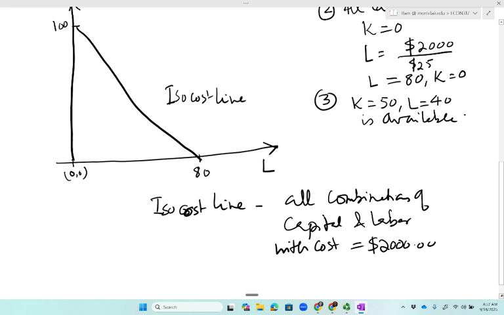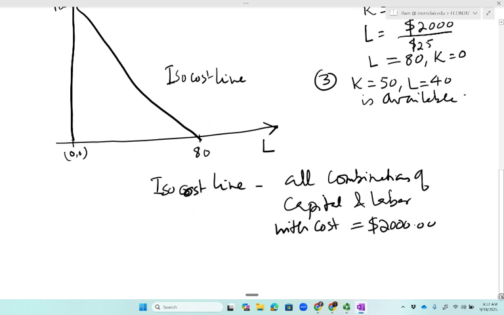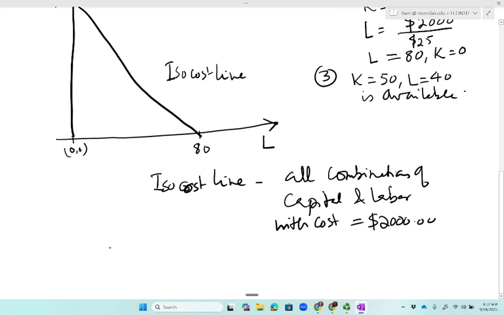So I have drawn the graph. I have written the table. We can also write down the equation.